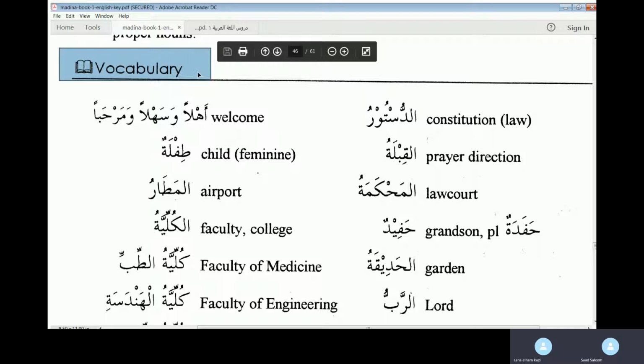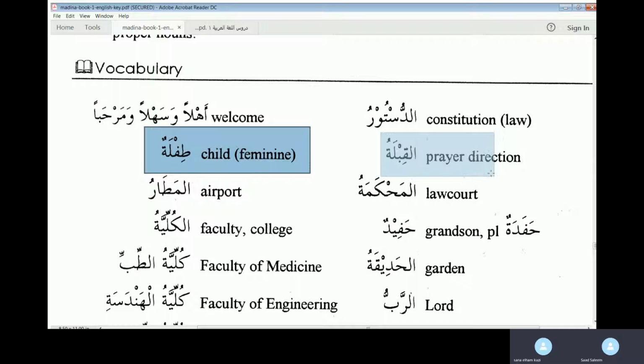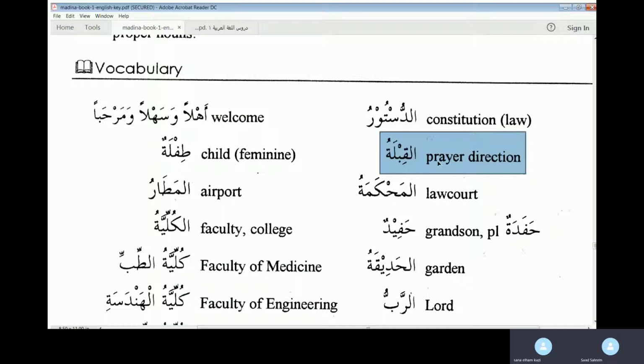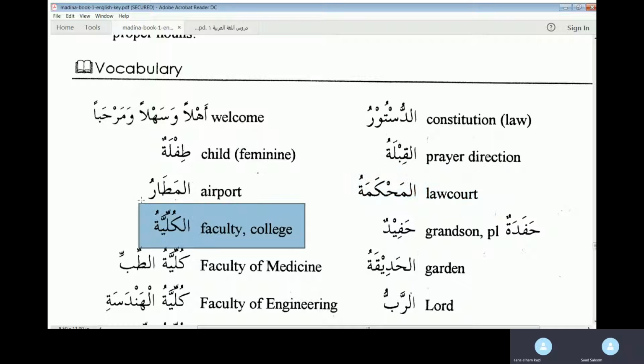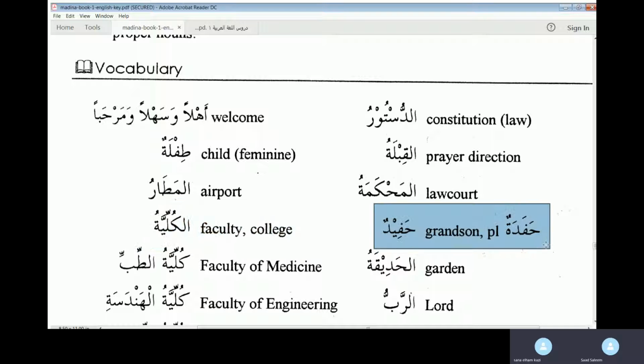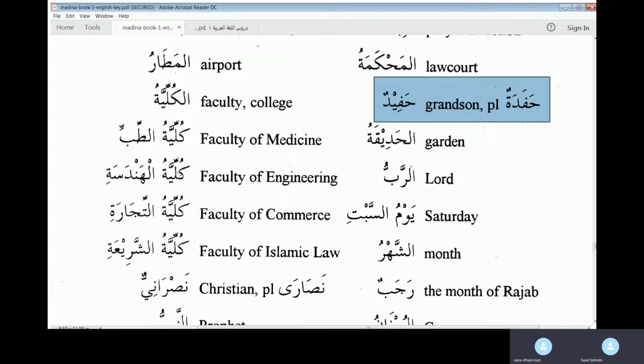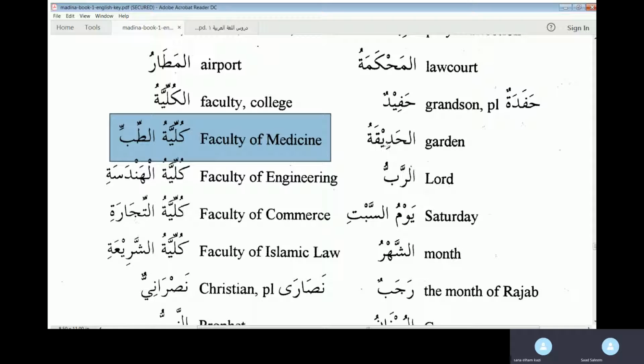Vocabulary. أهلاً وسهلاً ومرحباً, it means welcome. الدستور, constitution or law. طفلة, a small child, a female child. القبلة, the prayer direction. المطار, airport. المحكمة, law court. الكلية, faculty or college. حفيد, grandson. حفدة, plural of grandson, grandsons. كلية الطب, faculty of medicine. الحديقة, garden.